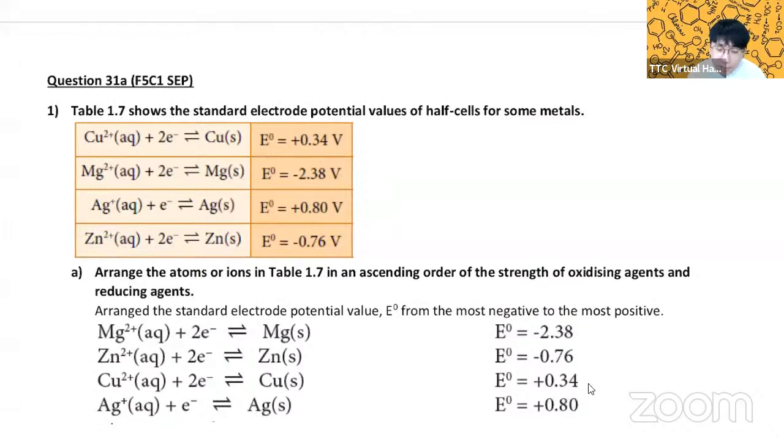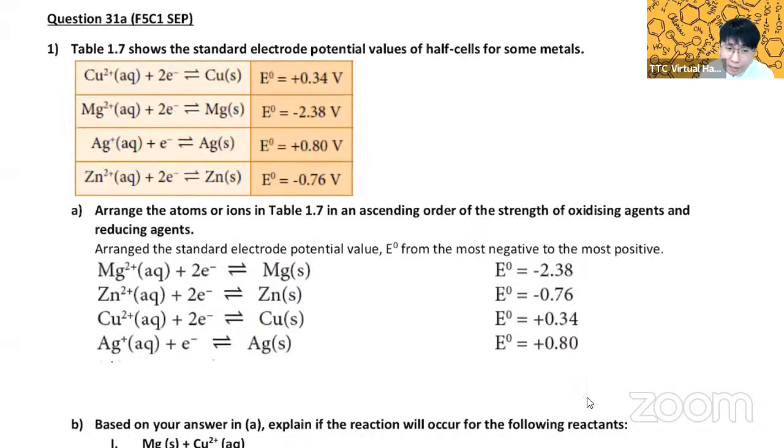We put this here first. And then you have to refer to this. It means you don't look at this table anymore because this table is the wrong arrangement. Now you look at this correct arrangement. You arrange them from the smallest value to the biggest value. Okay, once you have these values, now they want you to arrange the strength of oxidizing agent and reducing agent.